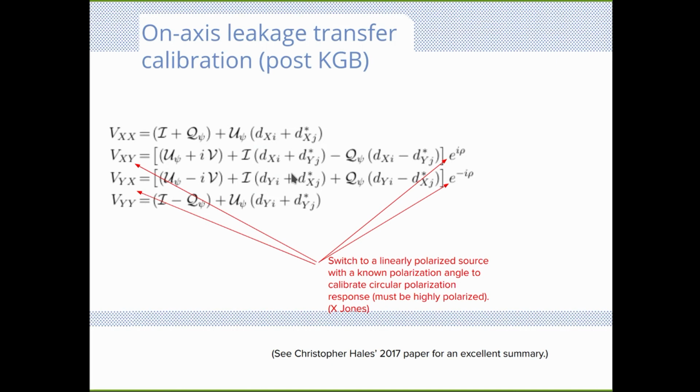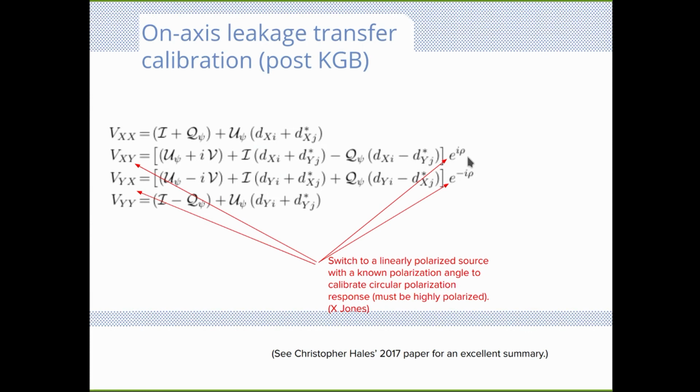So now, using this highly linearly polarized signal with its known polarization angle, and ideally it should also not have Stokes V, because that's what we plan to calibrate out, essentially by setting the ideal V response in our corrected visibilities to zero, then we can solve for this X Jones as I defined earlier on. And it's just the crosshand phase as a function of frequency and function of time. Usually it's quite time stable.